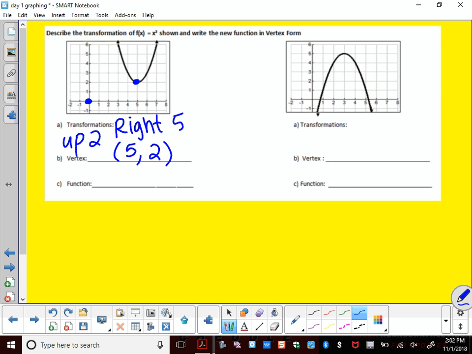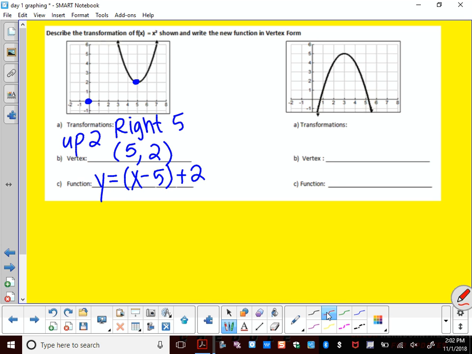Their function is going to be y equals, right 5. Would that be a minus or a plus? Careful, minus. And up 2 would be plus 2. So that's my equation. Why is it minus 5 if it's positive? Because we're going to the right. The right tells us it's a minus. Be sure to start at your center and then go to the vertex, because if you do the opposite, your equation will be the opposite.